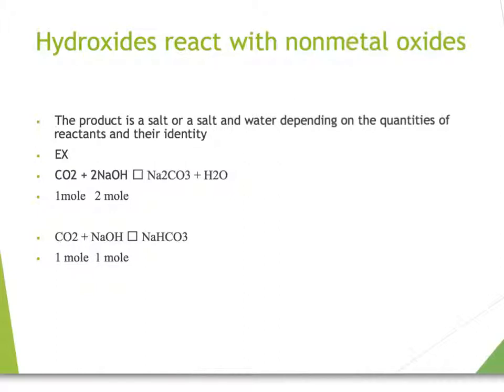When a hydroxide reacts with a nonmetal oxide, the product will be either salt or salt and water. Now this depends upon the quantity of the reactants. So as we look at this, when we have a 1:2 ratio, we will make our salt plus water. If we have a 1:1 ratio, then we will just have our salt that's formed. And so this would be a synthesis reaction right here, while here we would have a replacement reaction.